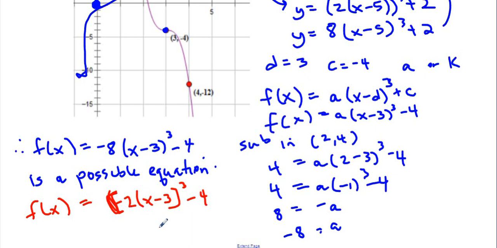But if we double check, this would generate the points that we have on the graph. If we substitute 4 in here, 4 minus 3 is 1. 1 times negative 2 is negative 2. Negative 2 cubed is negative 8. So this whole thing is negative 8 minus 4, which is negative 12. So we get back what we were expecting. So this would have been another possible equation had you chosen to solve for K.